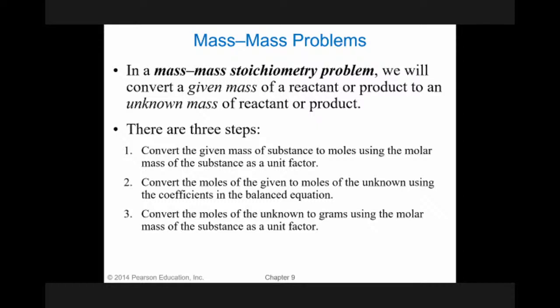Number two, convert the moles of a given to a mole. So if you're given something in mole, you can take it to a mole. This is the easier step. Number two is easier compared to number one, because in number one, you got mass. You come from mass, you go to mole, then from mole, you go to mass. Step one takes a lot of work.